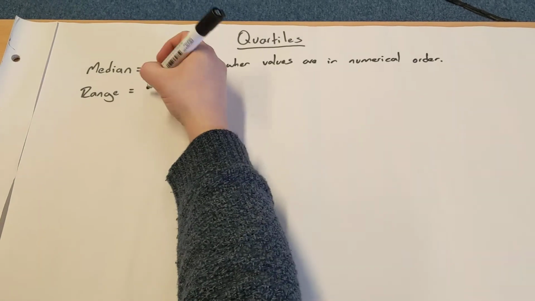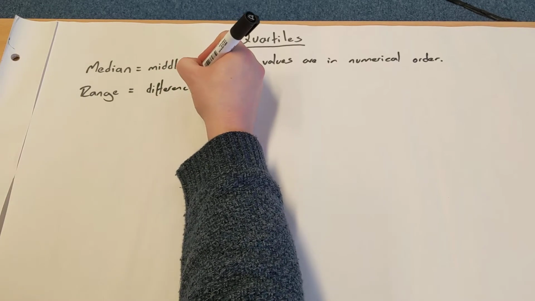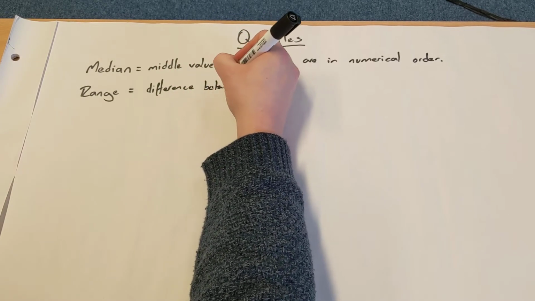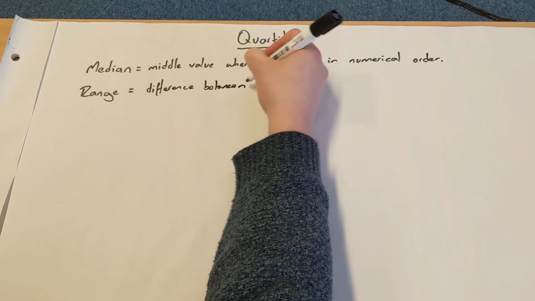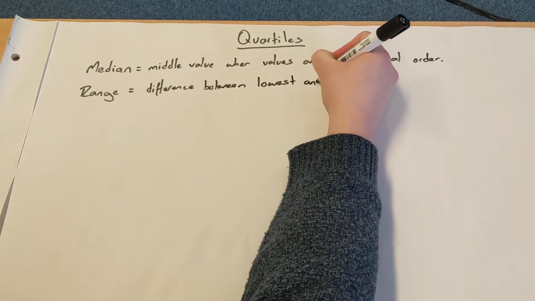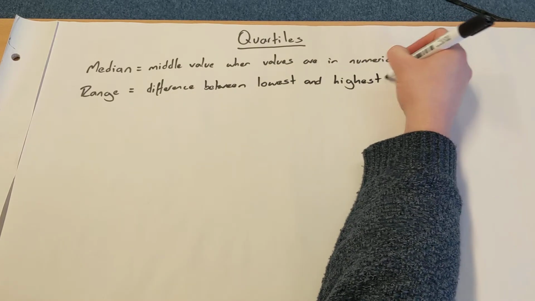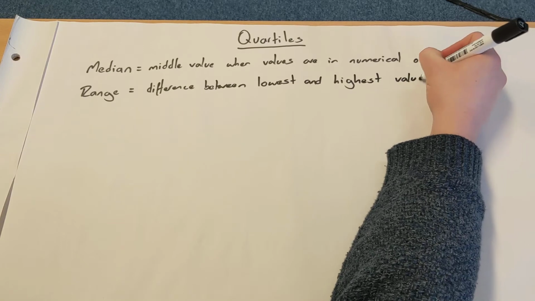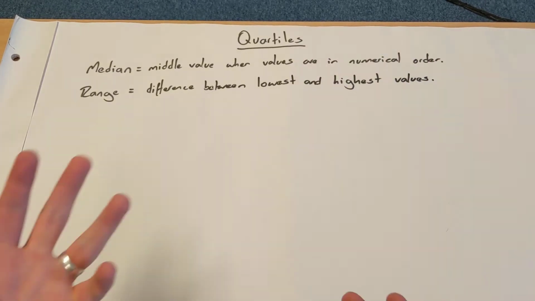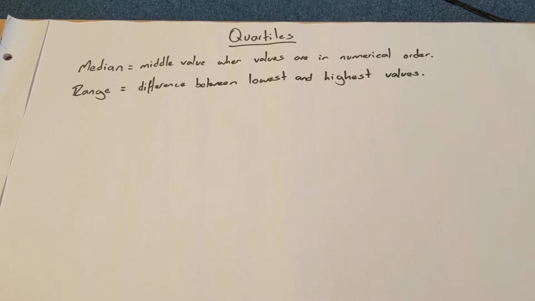And then the range, that's the difference between lowest and highest values. So if something has a really low range, that means the lowest value and the highest value are quite close together, they're not very spread out. And then if something has a big range, it means they cover a huge distance, so the lowest and the highest values are really far spread out.